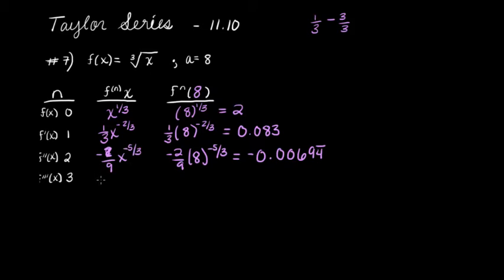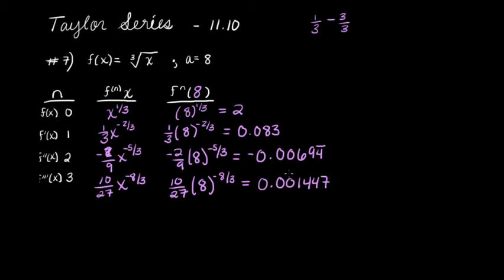Multiply it straight down. We have a 10 over 27. And then we have a negative 8/3. All right, copy right over. So 10 over 27 multiplied by 8 to a negative 8/3. Okay, so these are the first 4 terms. So now all we are interested in are these numbers and these numbers.